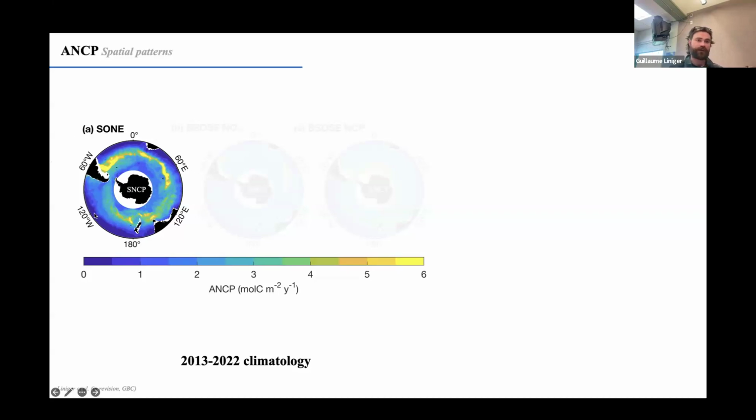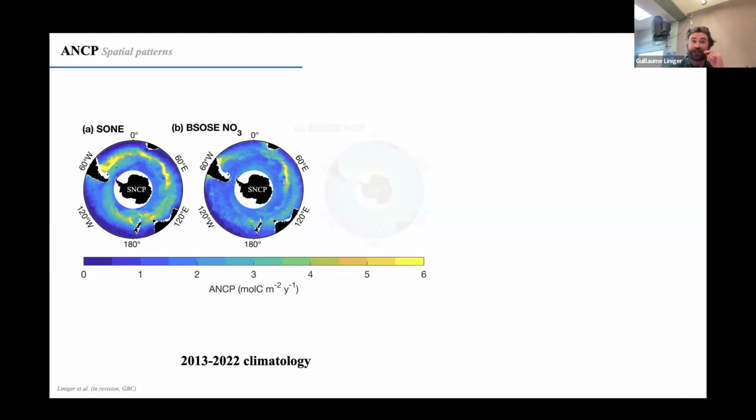So what we observe is at the lowest latitude, this is where we get the lowest productivity, between 30 and 40 south. And then as we go south between 45 and 55, this is where we get the highest ANCP observed. So here it's called ANCP, but it really is SNCP. And this happens mostly around terrestrial area, next to South America, Kerguelen, south of Tassie, and New Zealand.